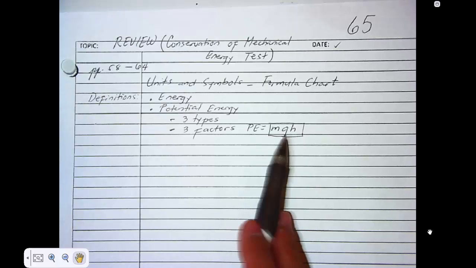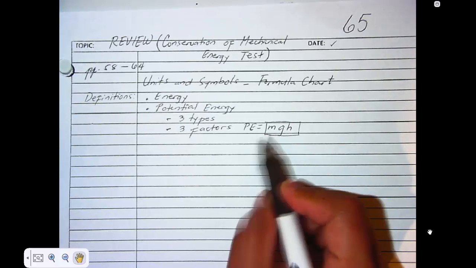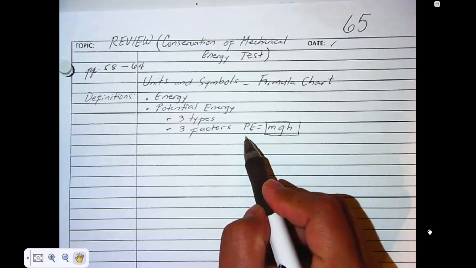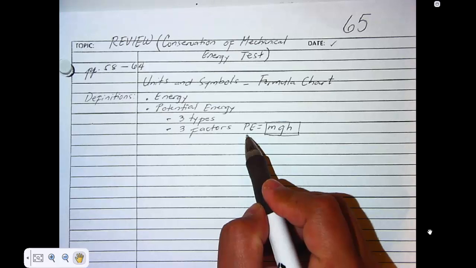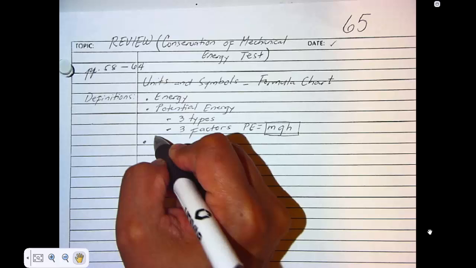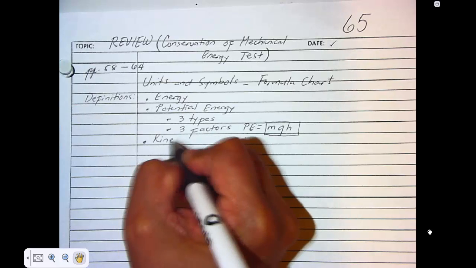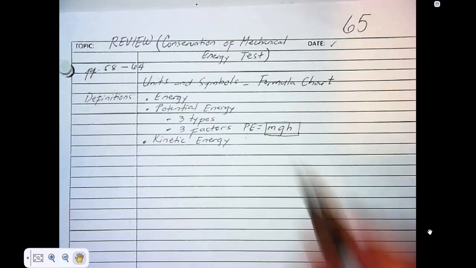What that means is what? If your mass is heavier, of course, your potential energy will increase. If your height is higher, your potential energy will also increase. Alright, next, the kinetic energy. What do we mean by kinetic energy?